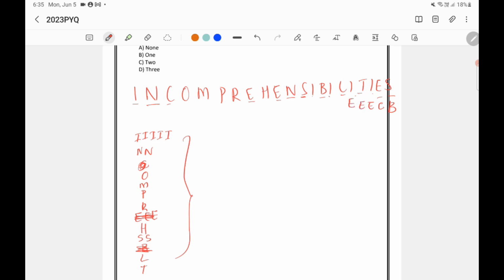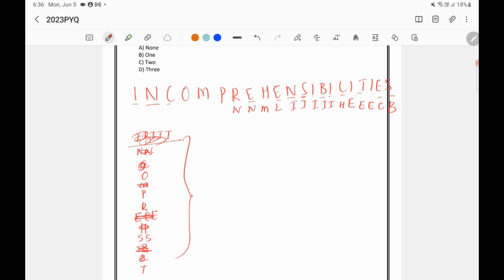Now then F, G, H is there, right? So I need to write H. Then I is there, 5 I's are there. So you need to write 5 I's, 1, 2, 3, 4, 5. I have written 5 I's. Now J is not there. K, L is there. So I have to write L. After L, M is coming. M is there. Then 2 N's are there.